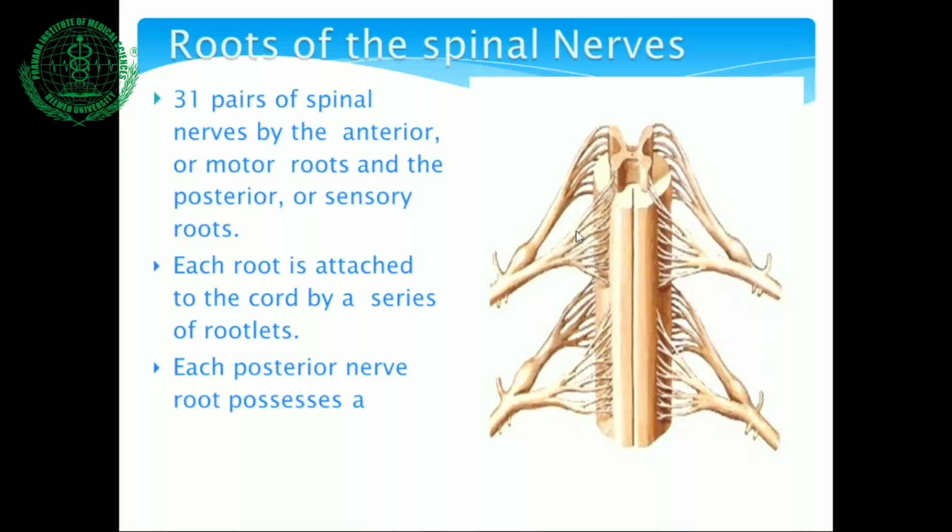Each spinal nerve consists of an anterior and posterior root, among which here this is the anterior root. So here you can see these are the paired spinal nerves, among which the anterior root is the motor root and the posterior root is known as the sensory root. The anterior root of the spinal nerves is connected with the spinal cord by a series of rootlets, while the posterior root is sensory in nature.